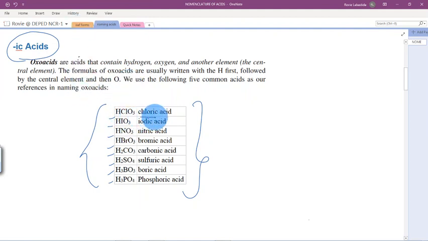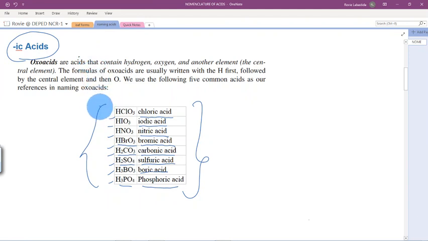HClO3 is called chloric acid. HIO3 is called iodic acid. HNO3 is called nitric acid. HBrO3 is called bromic acid. H2CO3 is called carbonic acid. And H2SO4 sulfuric acid. H3BO3 boric acid. And H3PO4 phosphoric acid.